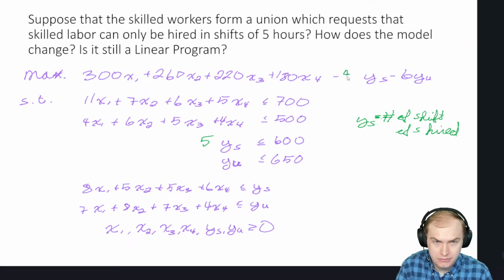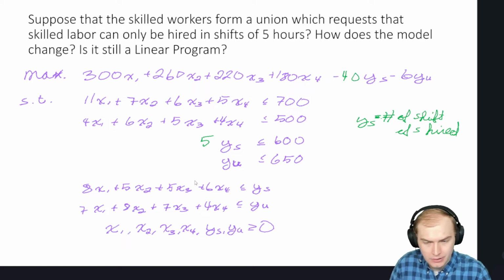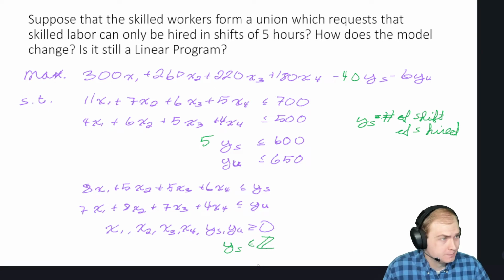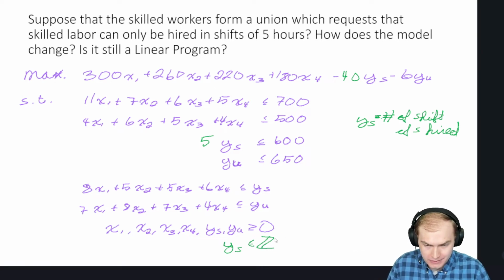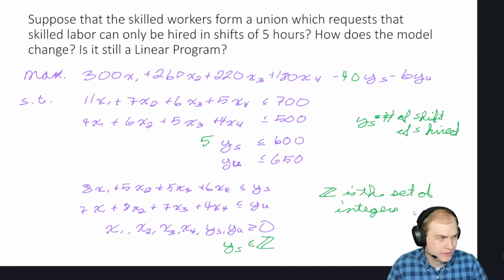And in fact, a shift now costs 5 hours times the hourly rate. So 40 minus 40 ys. And there's another important part to this. Ys has to be in Z. If you're not familiar with this symbol, Z is the set of integers. So the negative integers, the positive integers, anything you want.